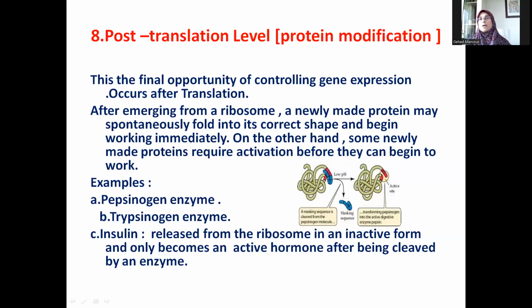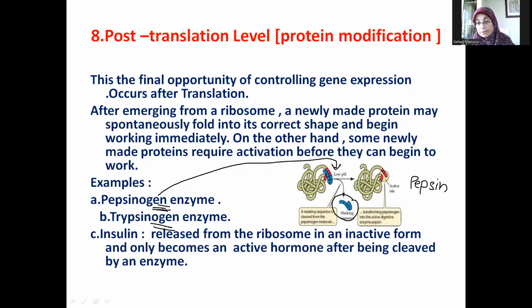So meaning that we have translated the messenger RNA molecule into a polypeptide, and now we want to modify the polypeptide so that it becomes actively functioning. For example, in cases of enzymes like pepsinogen enzyme, which is a pro-enzyme, and trypsinogen enzyme, both of them are inactive enzymes. For example, in pepsinogen, if you expose pepsinogen to low pH, then you remove a sequence of amino acids from pepsinogen and you convert it into pepsin.